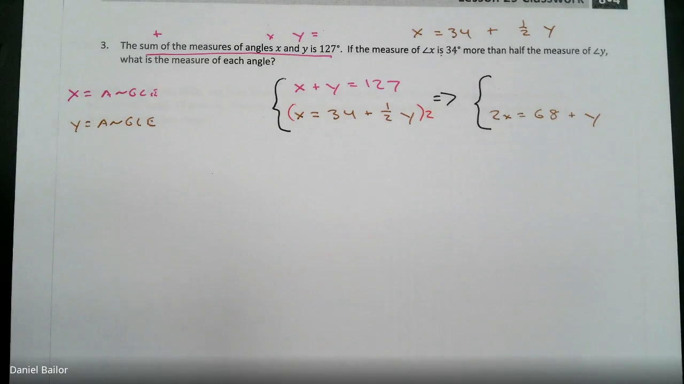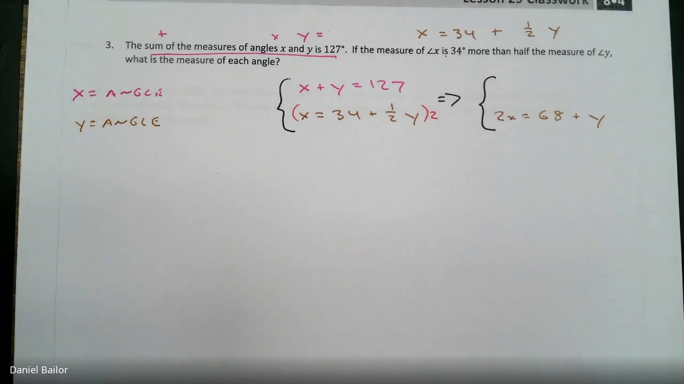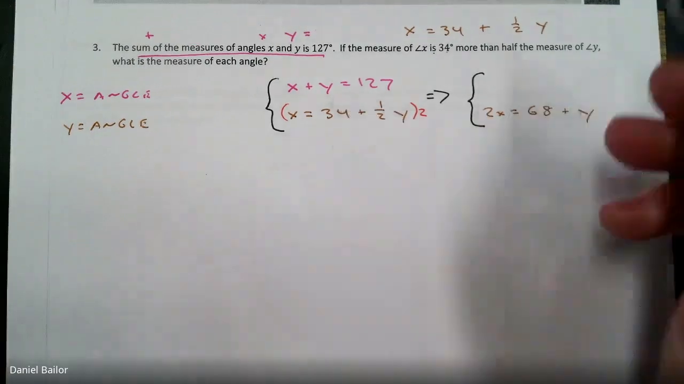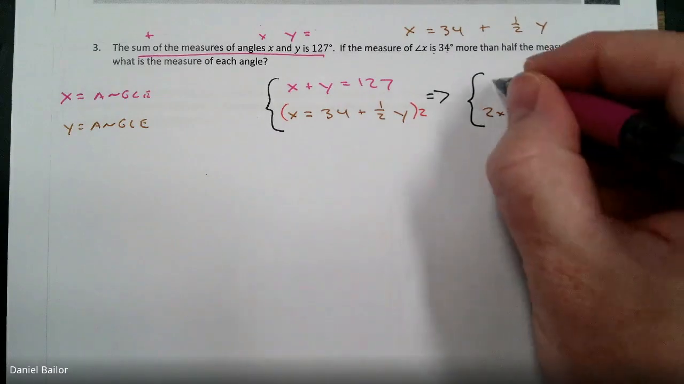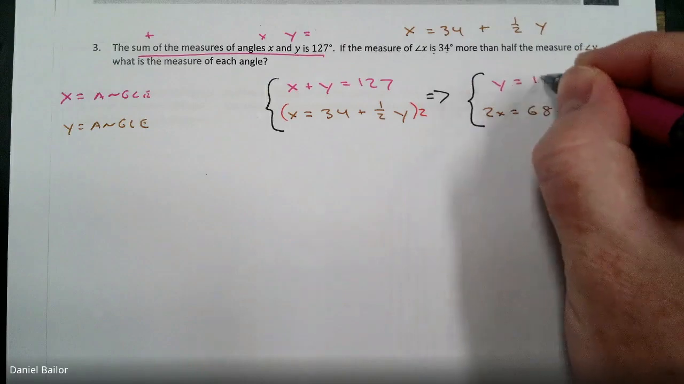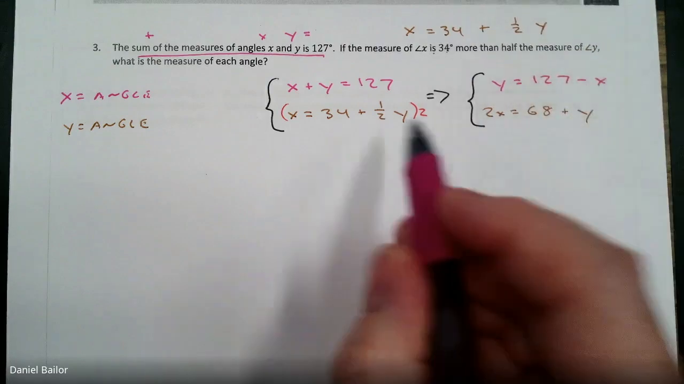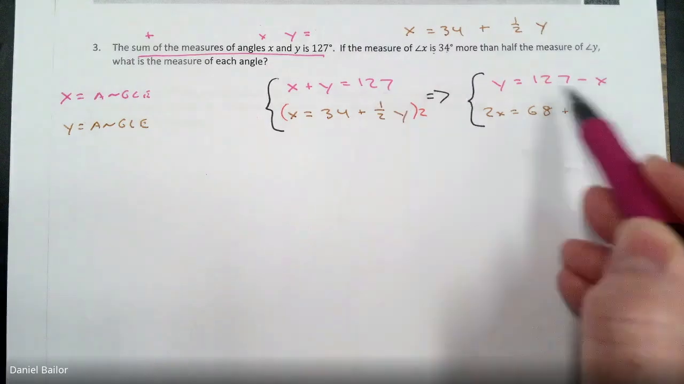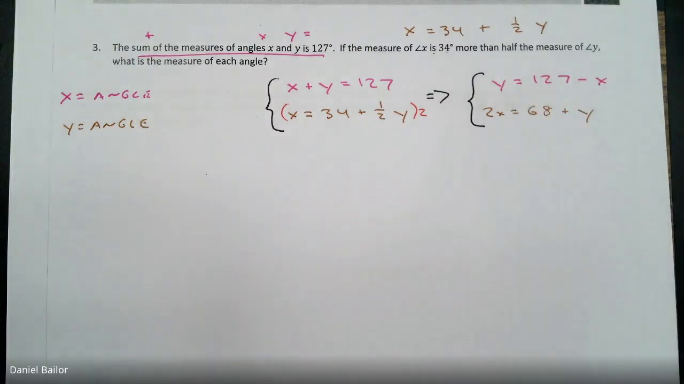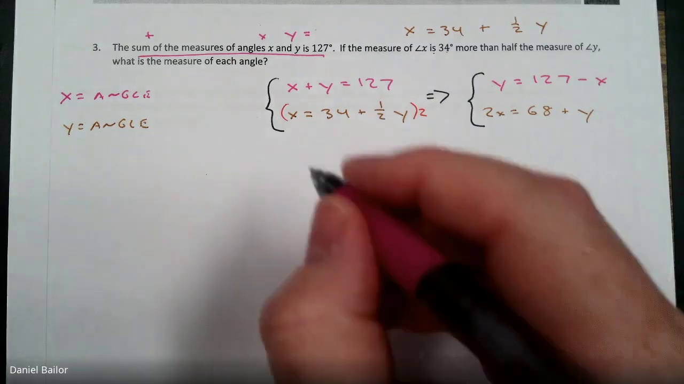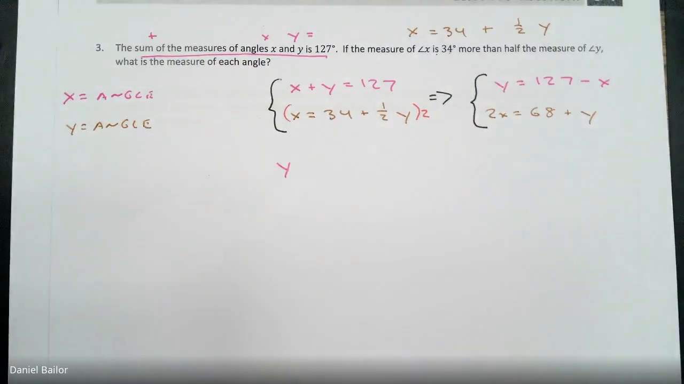Now I still want to use the substitution way. So let's change this top equation. Let's use the subtraction property of equality and get y equals 127 minus x. All I did is I did minus x on this side, minus x on that side. But now I can use the substitution property. I'm going to say that y equals y.